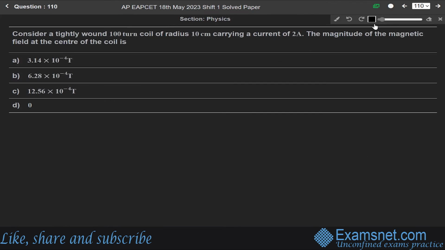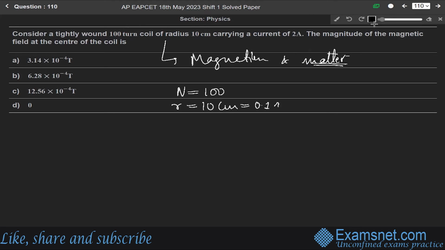Okay. Now next question 110. Consider a tightly wound 100-turn coil of radius 10 centimeter carrying a current of 2 ampere. The magnitude of the magnetic field at the center of the coil is, okay. So this question is from the chapter of magnetism and matter. According to the question, there is a tightly wound 100-turn coil whose radius is 10 centimeter, means given capital N, let us say number of turns is 100. R is given as 10 centimeter, means 0.1 meter, and current is given as 2 ampere.